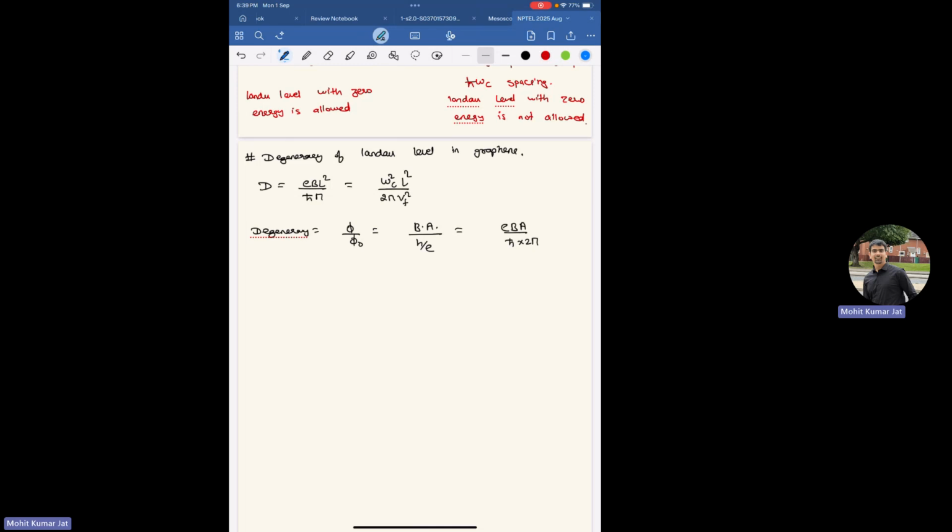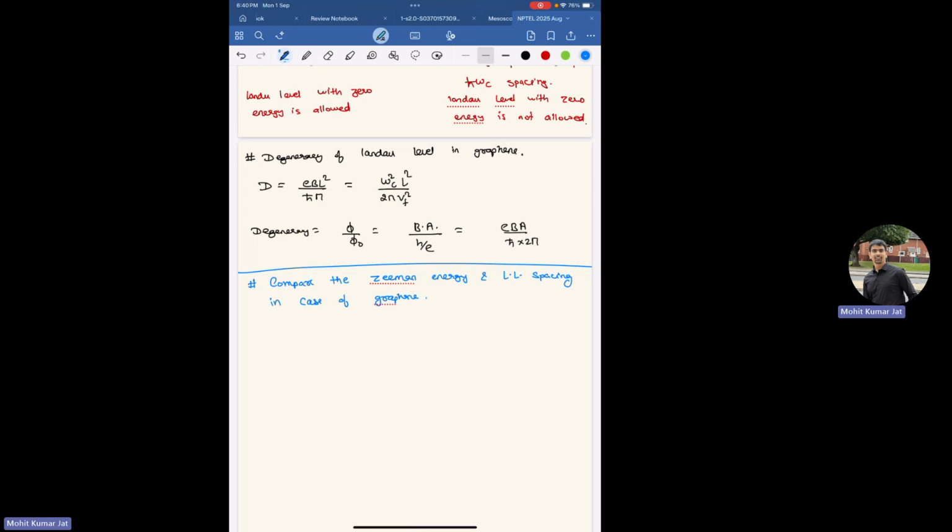Now let's define the problem, which is: compare the Zeeman energy and Landau level spacing in case of graphene.